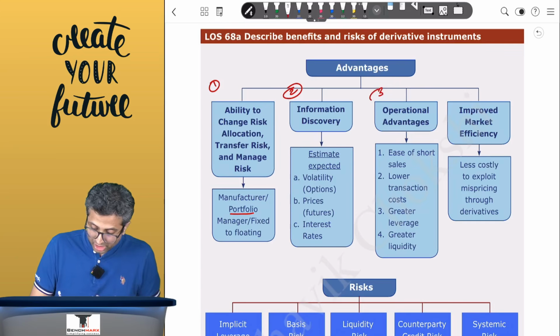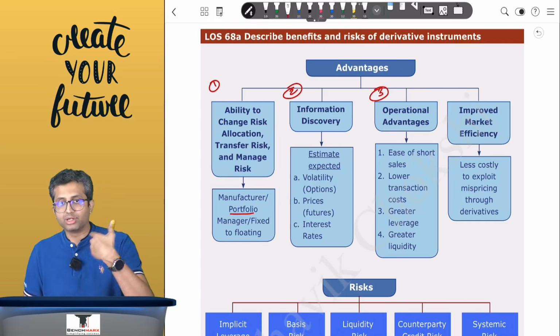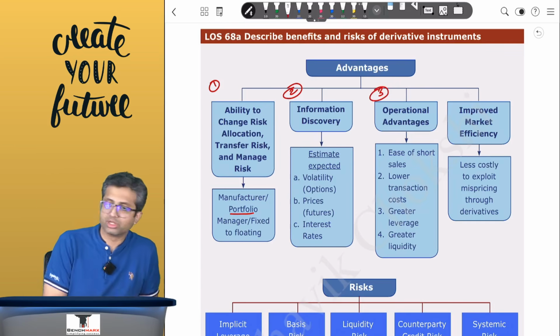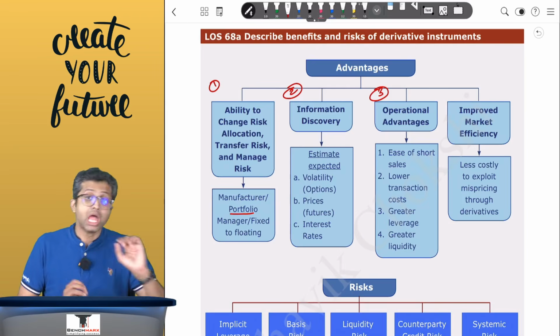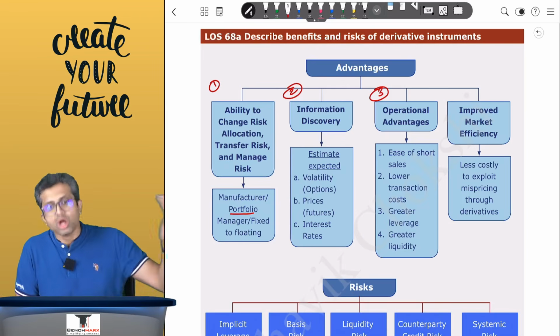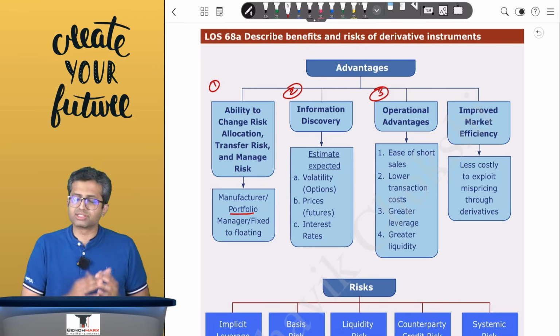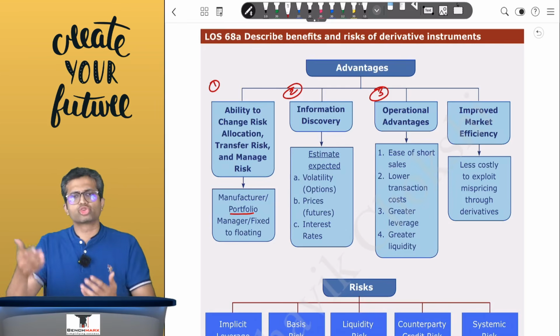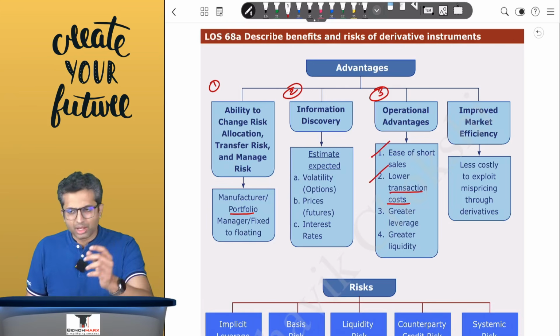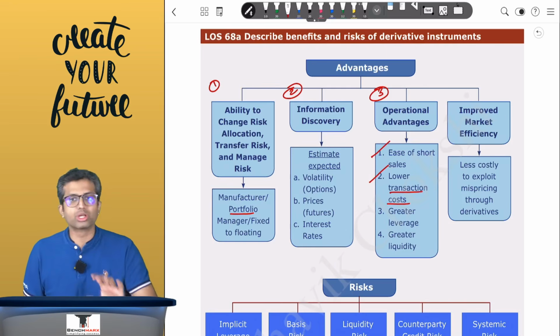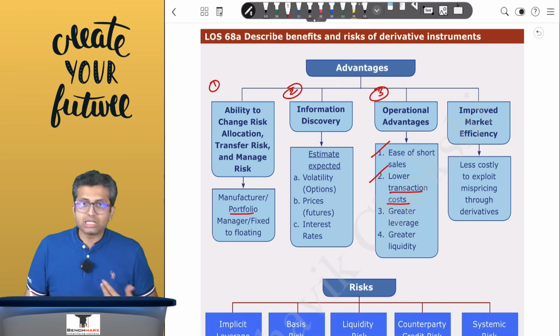Third is operational advantages. The biggest use of a derivative over here is that it is very easy to take a sell or a short position, as opposed to the cash market where you have to do the borrowing and enter into a stock lending mechanism. It is very difficult there. Here, entering into a short or a sell position is fairly easy. There is also lower transaction cost, because usually the brokerage etc. on a derivative is much lower than in the cash market.